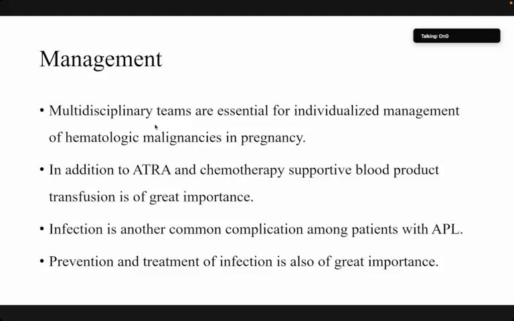Multidisciplinary teams are essential for individualized management of hematological malignancies in pregnancy. In addition to ATRA and chemotherapy, supportive blood product transfusion is of great importance. Infection is another common complication among patients with APL. Prevention and treatment of infection is also of great importance.